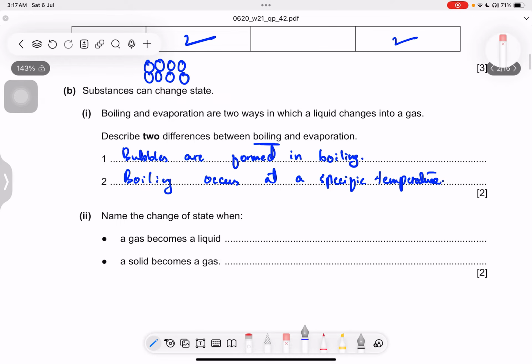Name the change of state when a gas becomes a liquid. So when a gas becomes a liquid, it mostly happens when the warm gas molecules hit a cold surface. So the condensation takes place and they turn into a liquid. So condensation. And when a solid directly becomes a gas without going through the liquid state, this is basically known as sublimation.